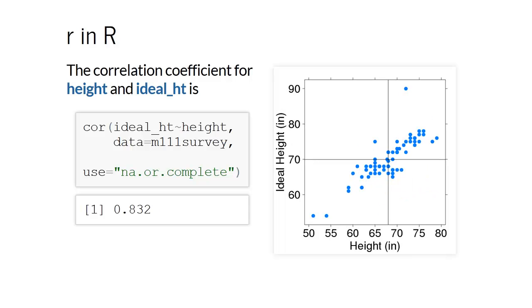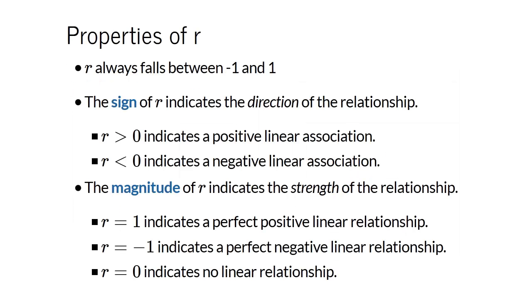We can compare this to the correlation coefficient for the variables height and ideal height. For this case, r is 0.832, much higher than the correlation coefficient for height and fastest. For any pair of numerical variables, the correlation coefficient will always fall between -1 and 1.